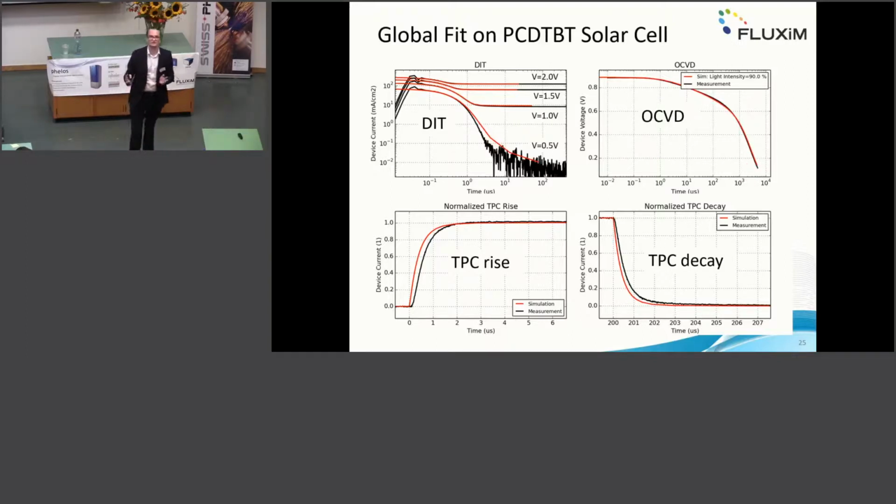It has also been shown this morning. We just keep the device at VOC, and then we turn off the light, and we just measure how the voltage collapses over time. And you see here this is logarithmic time, so it lasts over quite a broad range of time scales. We managed to reproduce it. And the lower two graphs are transient photocurrents. So you turn on the light, you flash the device, it's a light step, and you measure how the current goes up and how the current goes down. And also here we managed to describe both curves quite nicely.